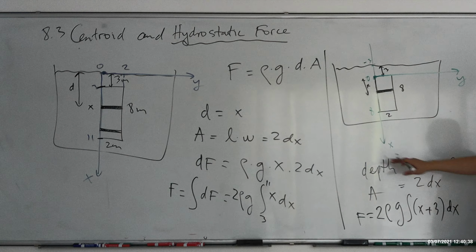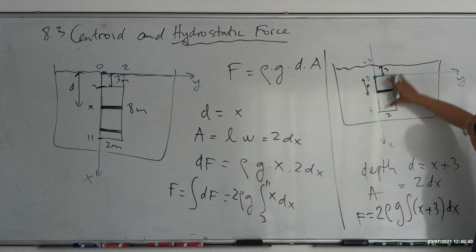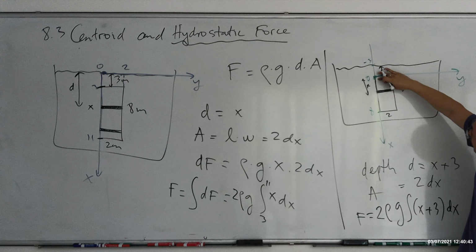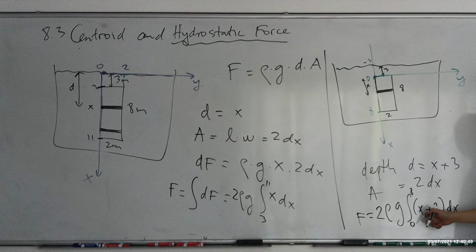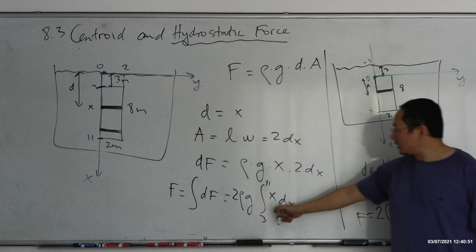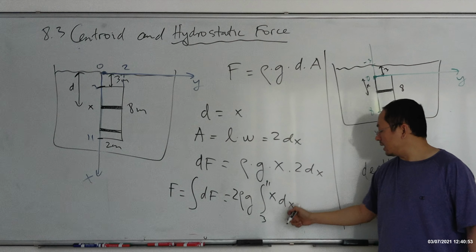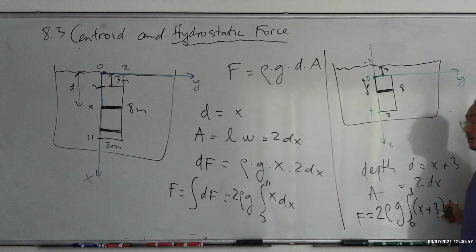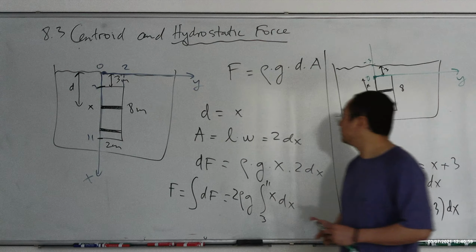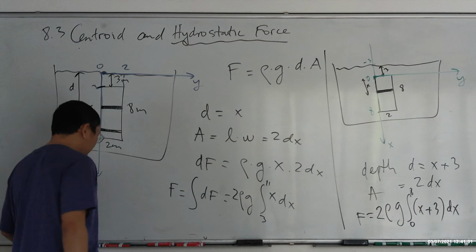Why? Because x now is not running from 3 to 11 anymore. In the new system, I choose the origin right here. X is going to run from 0 to 8, right? It's in here. X from 0 to 8, and x plus 3 runs from 3 to 11. See, 0 right here, you get 3 dx. 8 right here, you get 11 dx. It's exactly the same thing.